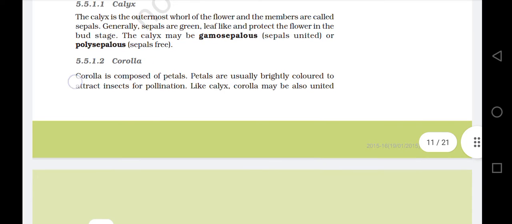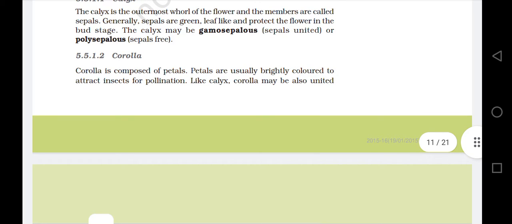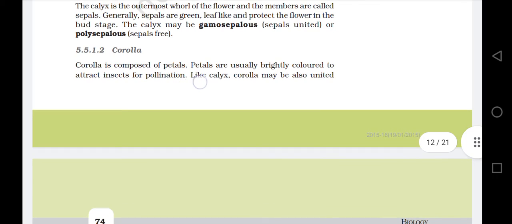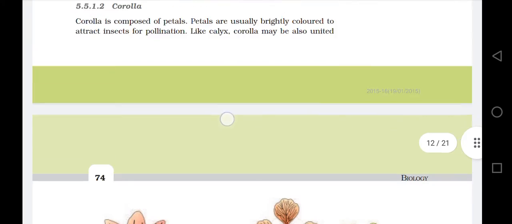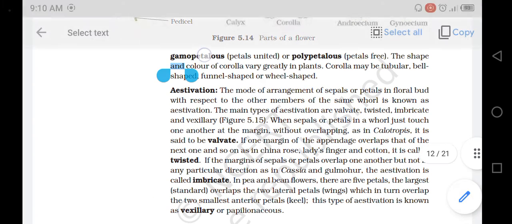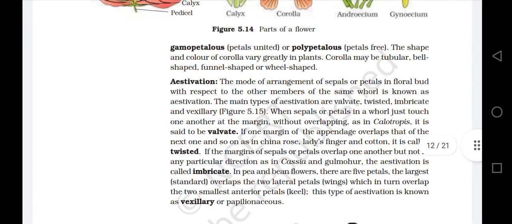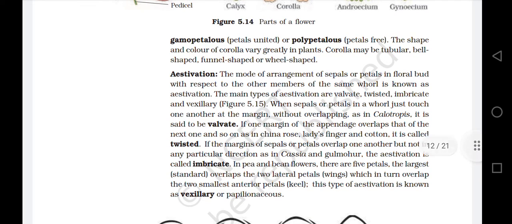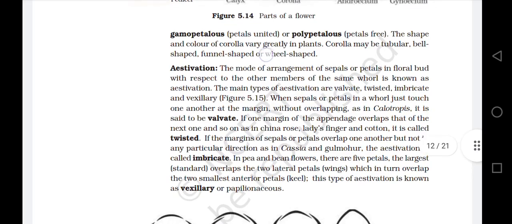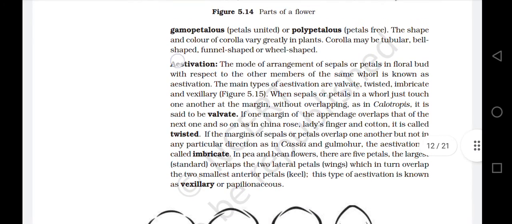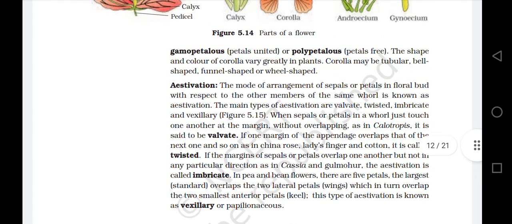5.5.1.2 Corolla. Corolla is composed of petals. Petals are usually brightly colored and attract insects for pollination. Like calyx, corolla may also be united. Gamopetalous: petals united. Polypetalous: petals free. The shape and color of corolla vary greatly in plants. In plants, corolla may be tubular, bell-shaped, funnel-shaped, or wheel-shaped.